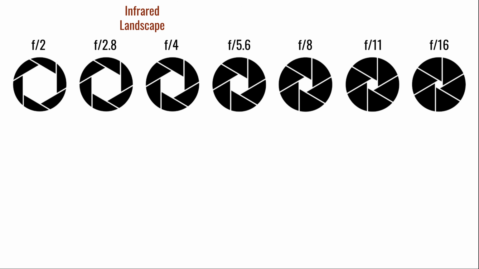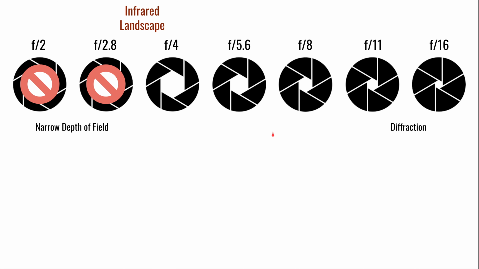Then when I started shooting landscapes in infrared, I had the same sort of situation to consider. This is a different lens and a different range of f-stop numbers. At the low end, we have a narrow depth of field, so we want to avoid the f-stop numbers at the low end of the range. And then we have diffraction at the high end. So we also want to eliminate those because we know that those are going to be a problem.